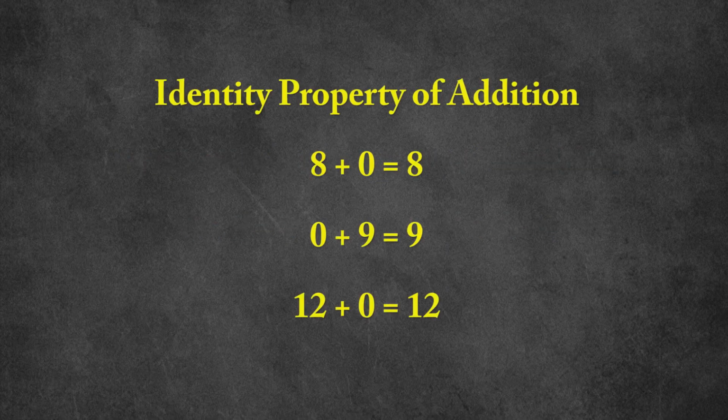There's also the identity property. The identity property of addition says that any number plus 0 will equal the other number. For example, 8 plus 0 equals 8, 0 plus 9 equals 9, and 12 plus 0 equals 12. When you add 0 to another number, you will always get the number that you started with.